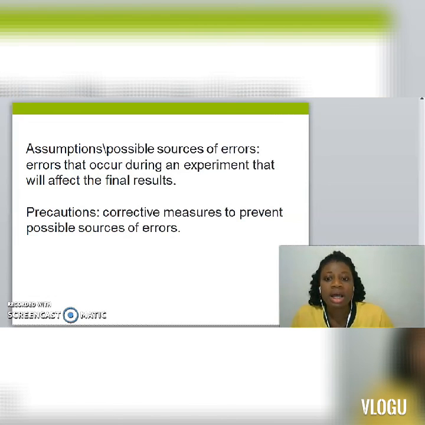Understand? So this is basically what the lab is made up of. These are the parts of the lab. And I hope that after this video, you would have a better understanding of how to actually differentiate between the parts of the lab.